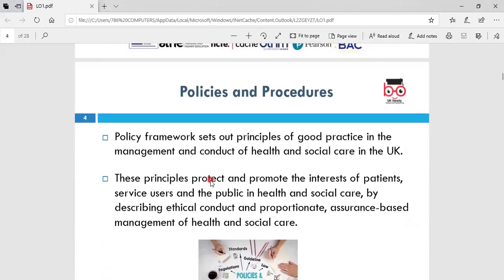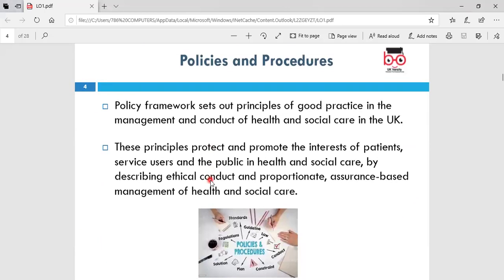Policies and procedures. So there's a policy framework that sets out principles of good practice in the management and conduct of health and social care within the UK. So every organization should have a framework. In those frameworks, you have the principles that we have to follow. This is for every organization.